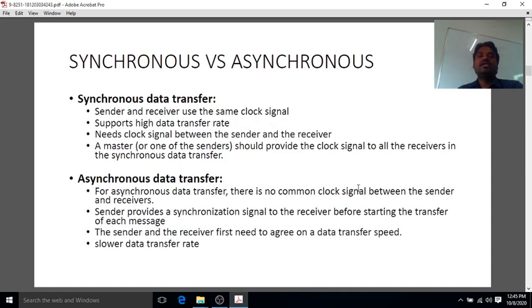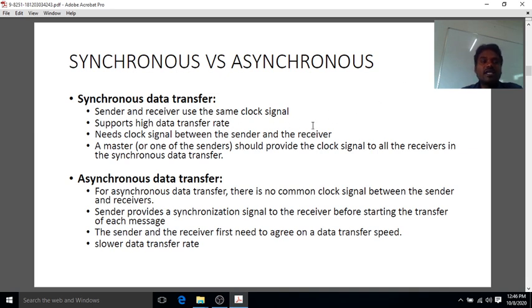Next one is synchronous versus asynchronous. We are very aware of the words synchronous and asynchronous in digital systems and digital electronics. We have studied synchronous counters and asynchronous counters, and the synchronization of various circuits, and we have studied flip-flops with clock synchronization. Like that, we are very much aware of the words synchronous and asynchronous.